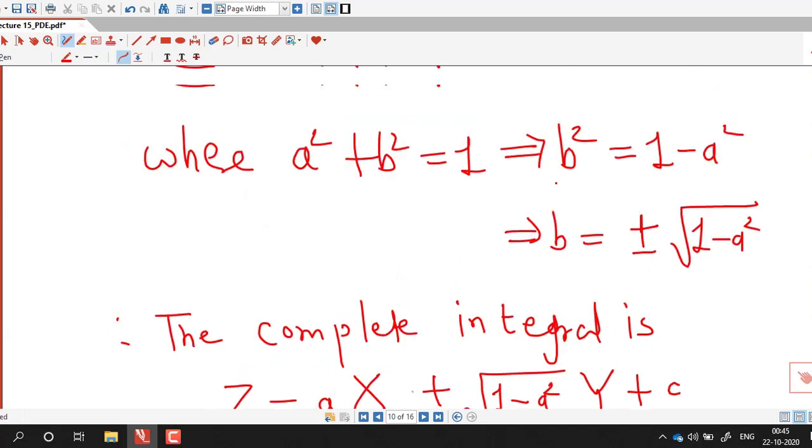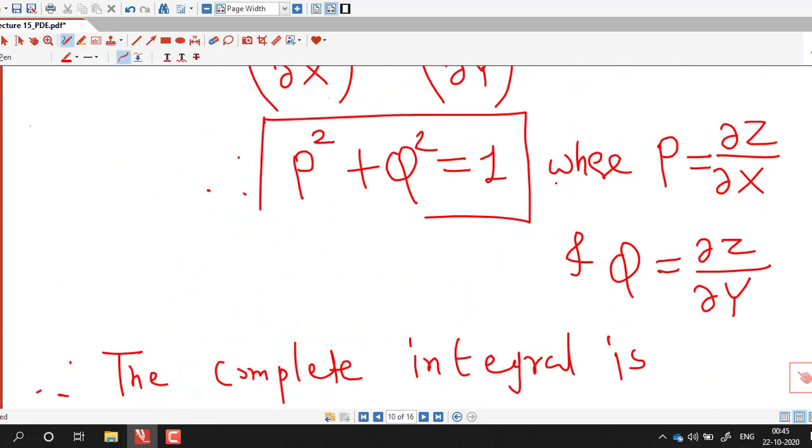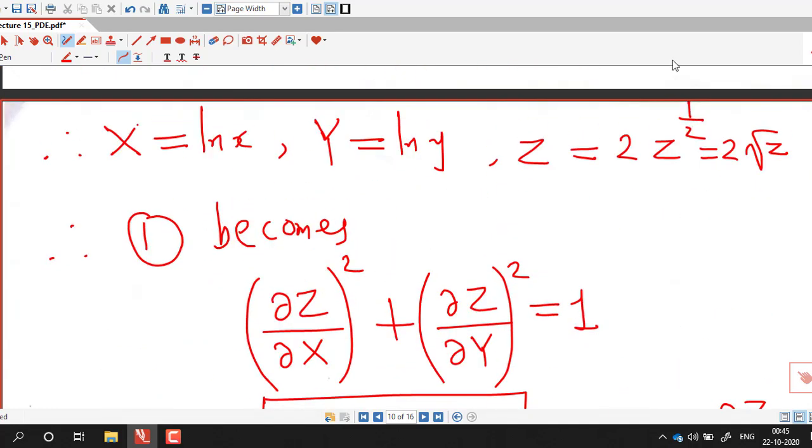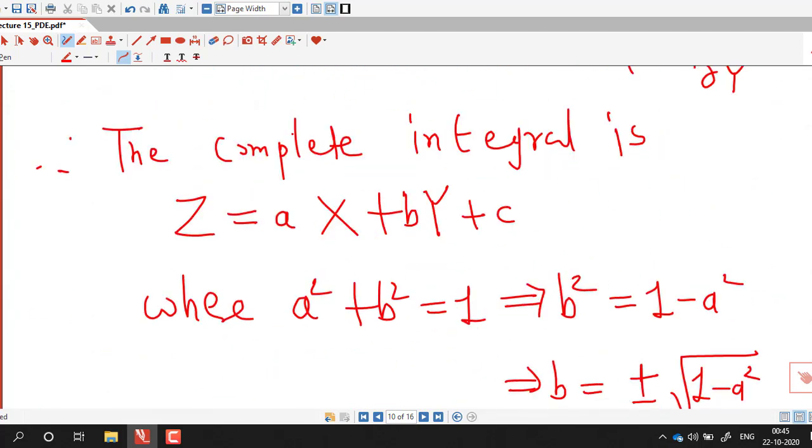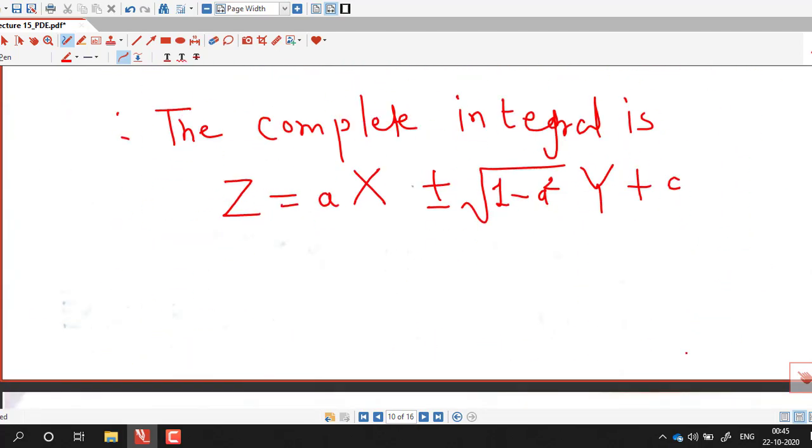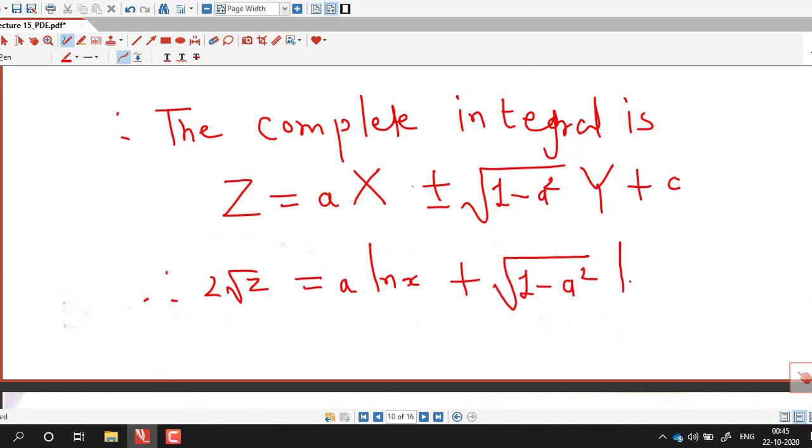And now capital Z is 2 times square root of Z, and these two are log x and log y. So therefore 2 times under root Z equal to a ln x plus or minus under root 1 minus a square, capital Y is ln y, plus c.